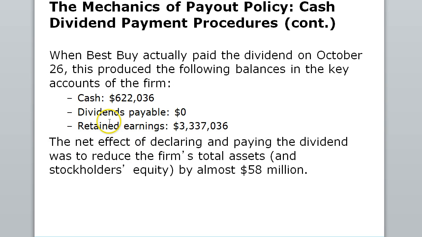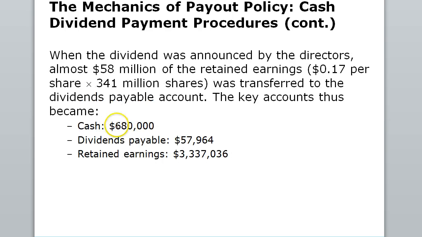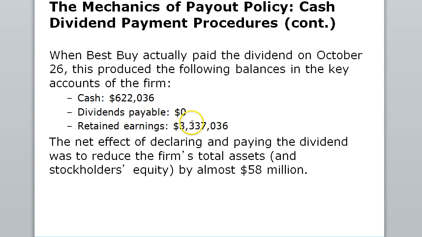Okay. Then when the dividend gets paid, it gets paid out of cash. So dividends payable would go to zero, cash would move down by 58 million, and therefore the balance sheet would balance.